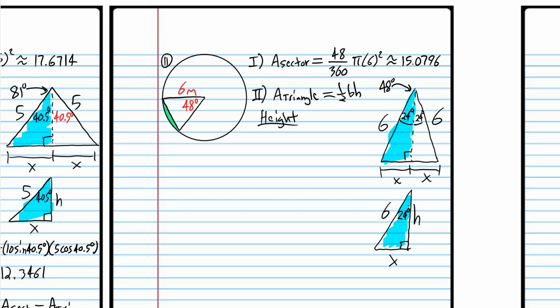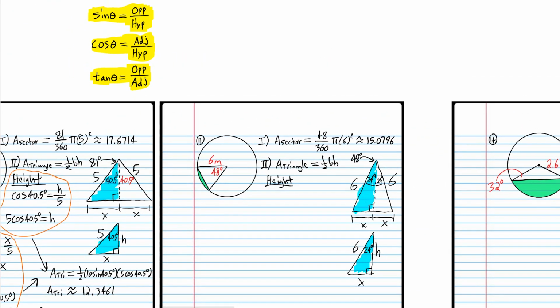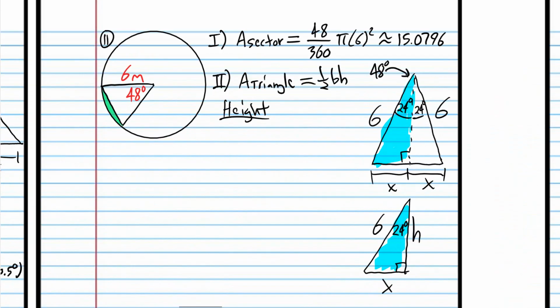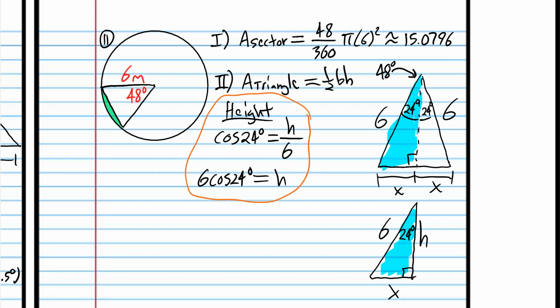We're going to use 24 degrees as a reference, so we have the adjacent side is the height, and we're going to use the hypotenuse. Adjacent and hypotenuse, you see up there at the left, that's cosine. So cosine 24 degrees is equal to h over 6. Multiply both sides by 6, and we get 6 times cosine 24 degrees. And so that was all to find the height of the triangle.